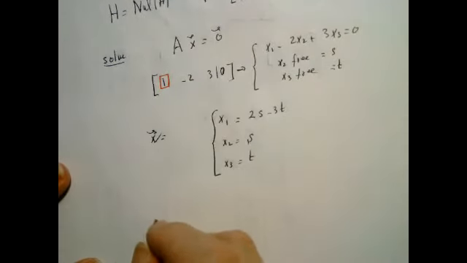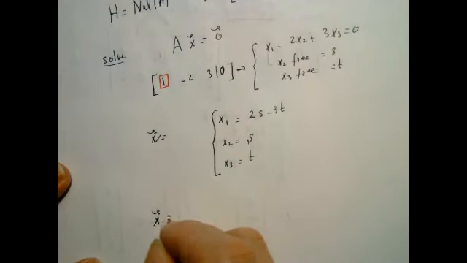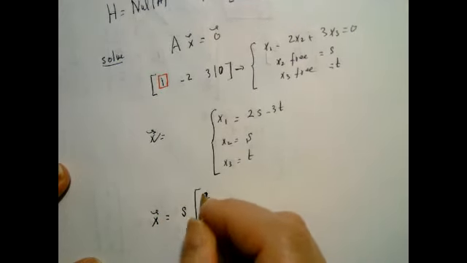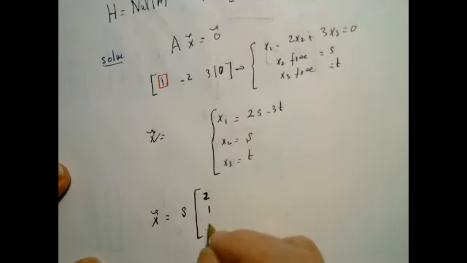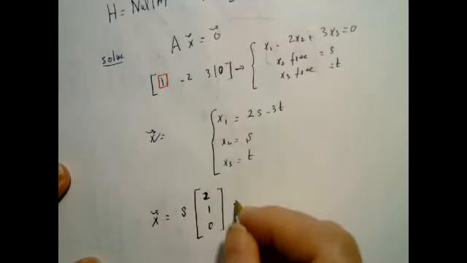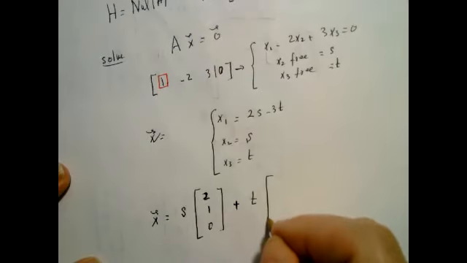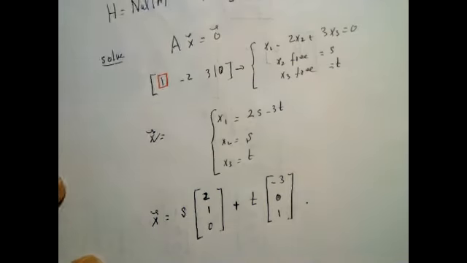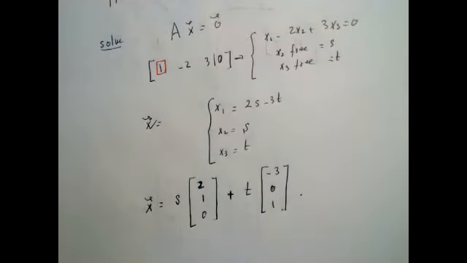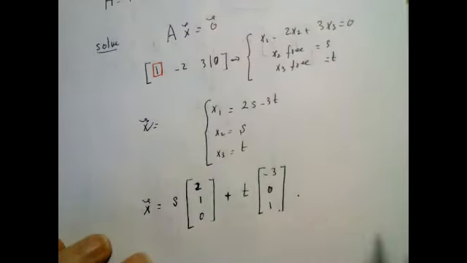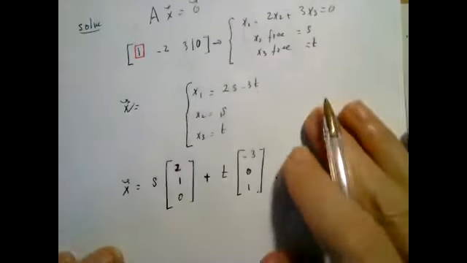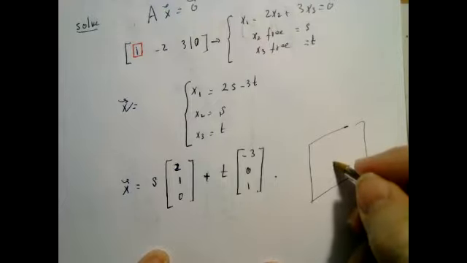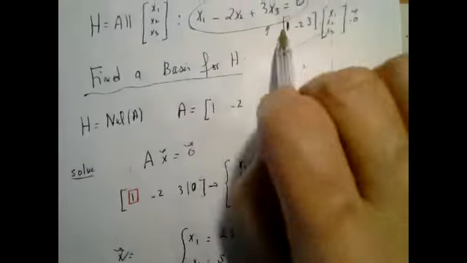So parametrically, this could be written as S times (2, 1, 0) plus T times (-3, 0, 1). Okay, so every vector can be written as a linear combination. So it means actually, geometrically, that's the picture. H is this plane.